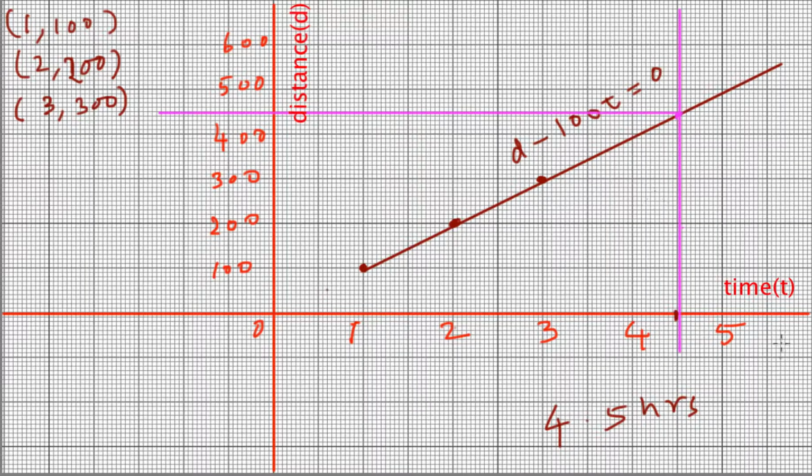So now the distance traveled by the train in 4.5 hours is given by the y coordinate over here, which is 450. So this is the midpoint between 400 and 500. So we can say that the train traveled 450 kilometers in 4.5 hours. So this brings us to the end of the linear equations in two variables lesson.